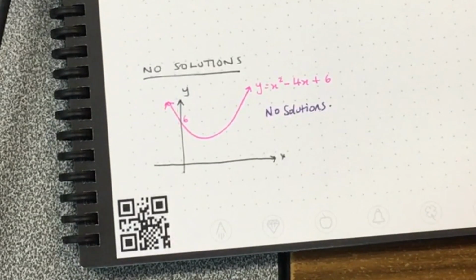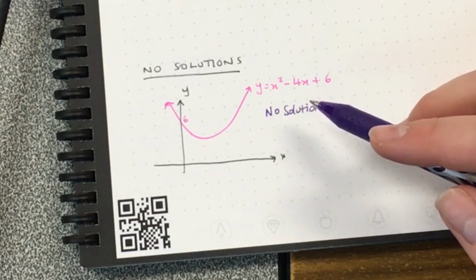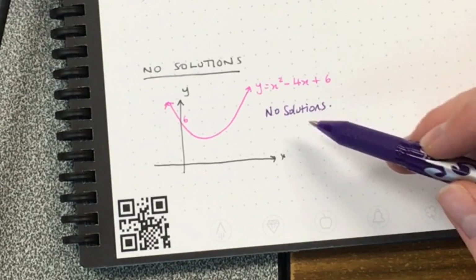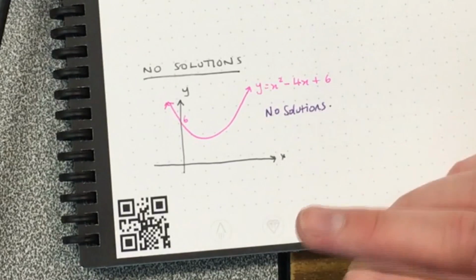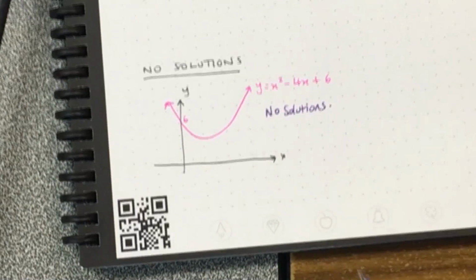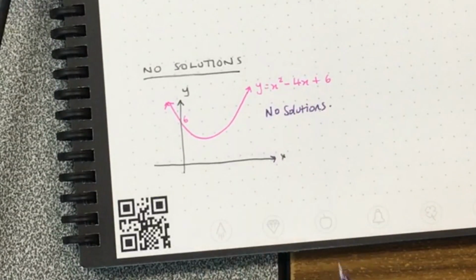Yes, Mr. Schwab. That was hypothetically the test. Would you get a mark if you just wrote no solution? Yeah, that's fine. If I was to tell you what are the solutions to this and you wrote none, that is correct. There are no solutions because it doesn't hit the x-axis.